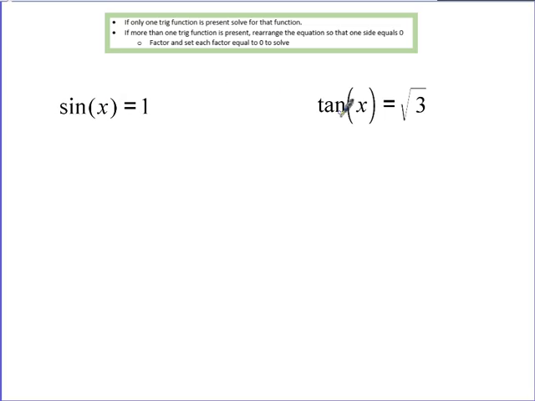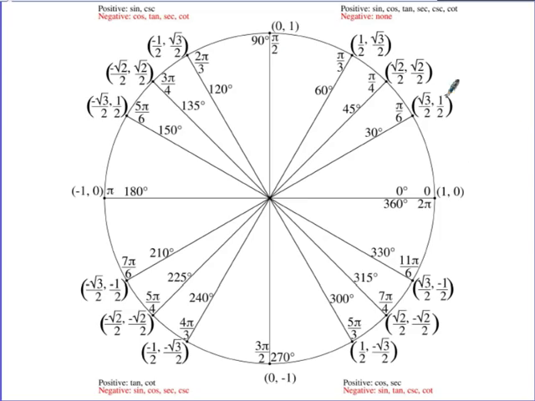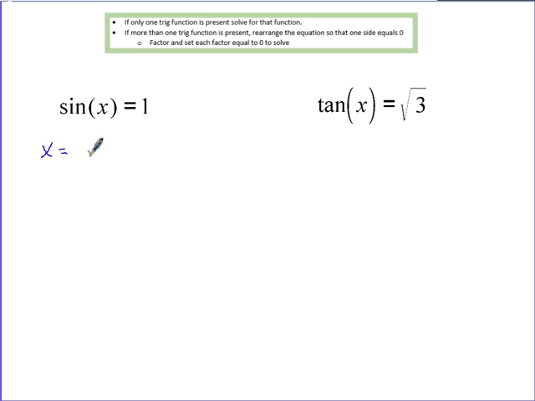So these two examples are already solved. The trig function is by itself. We just have sine x equals 1. To figure out what x is actually equal to, we are going to look on the unit circle, and we're just going to give unit circle angles where sine is equal to 1. Remember that on the unit circle, x is the cosine and y is the sine. So right here, sine is 1, and that's the only place around the whole circle where sine is equal to 1.